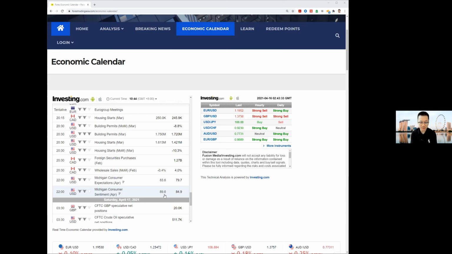The good thing is that we're not seeing much news coming from the Canadian side, with wholesale sales numbers coming out and also foreign securities purchase. These are long-term economic indicators. These are not things that you want to consider if you are trading into the short to medium term. So with that, it actually might make trading a little bit easier on the US CAD.